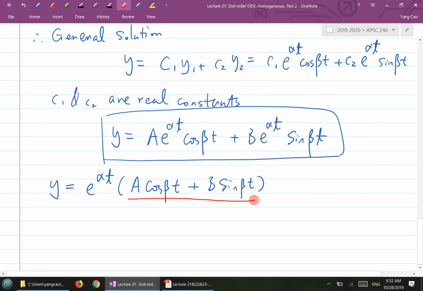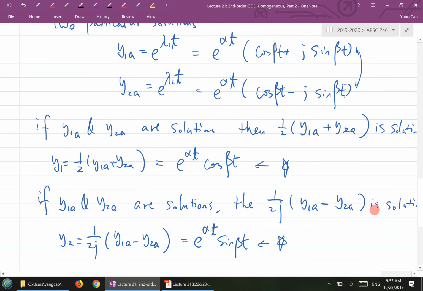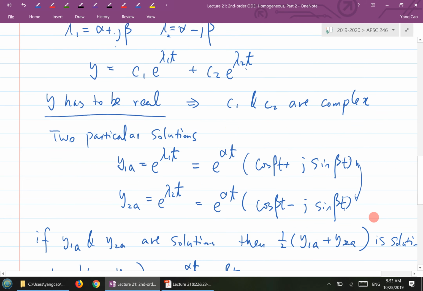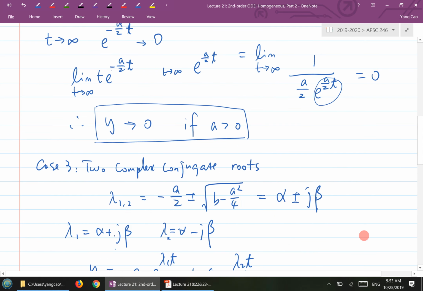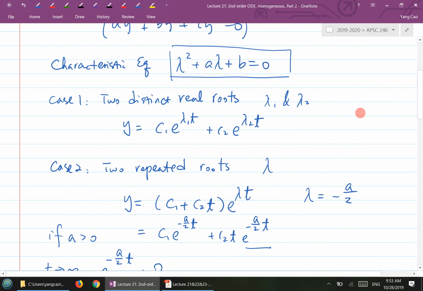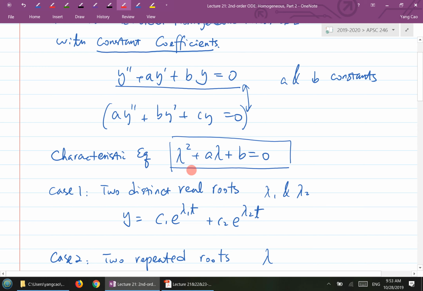Yes. Like on your sheet, I'm noticing you're saying alpha equals negative a over 2 and beta equals square root of b minus a squared over 4. On here, alpha and beta have been given different values. Why is that? The reason is because I use lambda squared plus a lambda plus b as the characteristic equation.